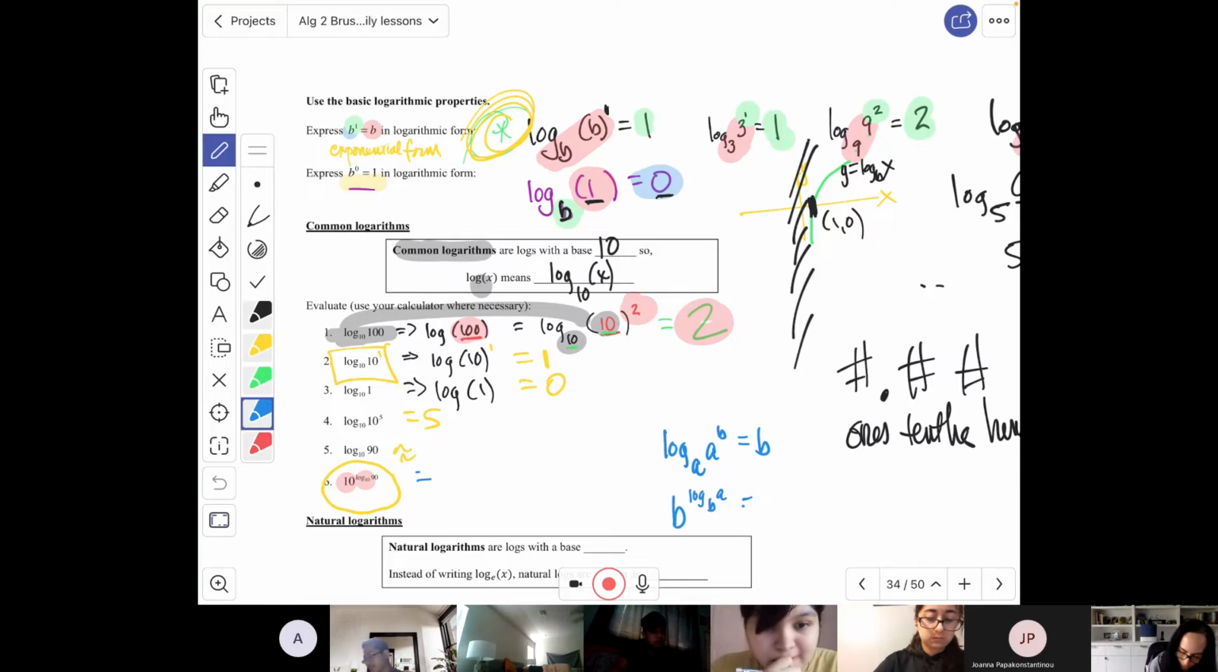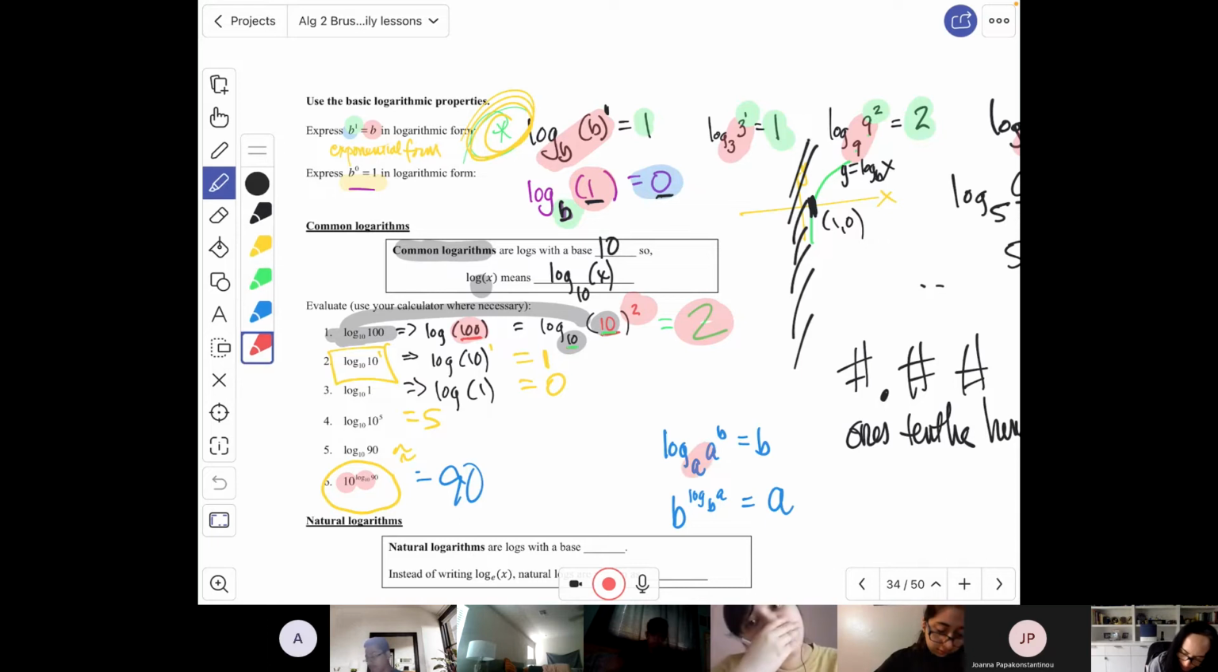90? Yes, it would. That's another rule. So if these two are the same, the answer is just the exponent. If these two are the same, the answer is just the argument. Yeah, it's another trick.